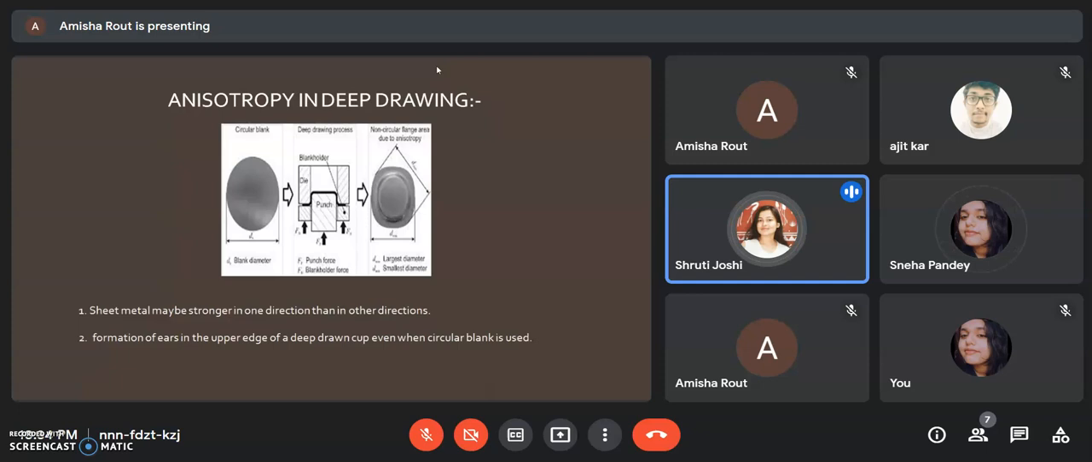Moving on, let me discuss anisotropy in deep drawing. Because of planar anisotropy, the sheet metal may be stronger in one direction than in other directions in the plane of the sheet. This causes the formation of ears in the upper edge of a deep drawn cup, even when a circular blank is used.